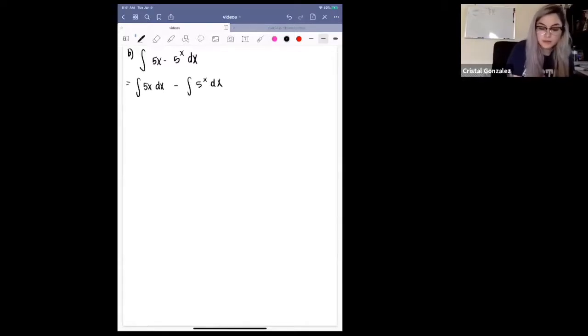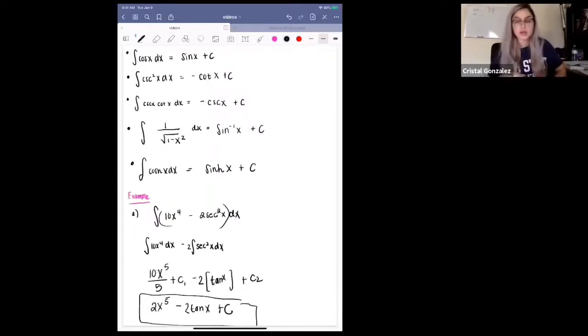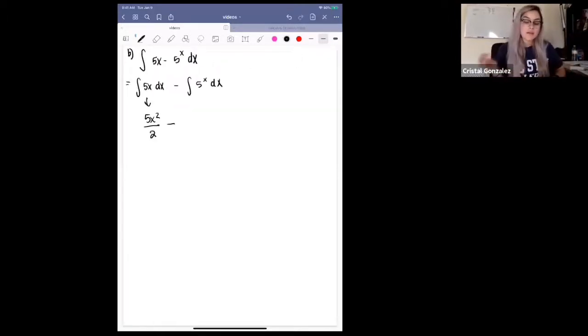And hopefully now you're very comfortable with taking the antiderivative of something like this, where you just add 1 to the exponent and then divide by that. And so this one here is going to give me 5x squared over 2 minus, and I'm not going to do that plus c because I just showed you that we don't actually have to do a plus each time. We just need to do an overall plus c for this. And now the next thing we need to do is take the antiderivative of 5 to the power of x, which is the same thing as taking the antiderivative of any constant to the power of x.